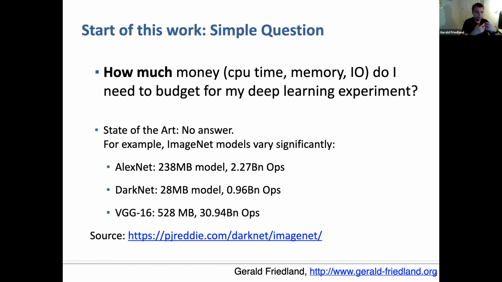And if you look into just computer vision right now, the state of the art basically has no answer. You just empirically determine that, okay, let's say AlexNet has a 238 megabyte model, and it needs like 2.27 billion operations to train. DarkNet is a second contender, with a 28 megabyte model. And VGG16 has a 528 megabyte model, like twice the size of AlexNet, and it's 30,000 billion ops. So I know these are not the newest state-of-the-art models, but this is a typical snapshot of how the community currently works. We have some network, it does something, so why don't we all use it? And it's not clear at all how to size or how to actually predict how big something should be.